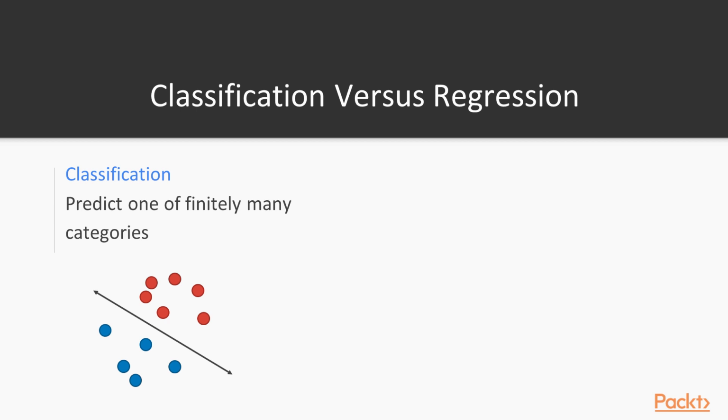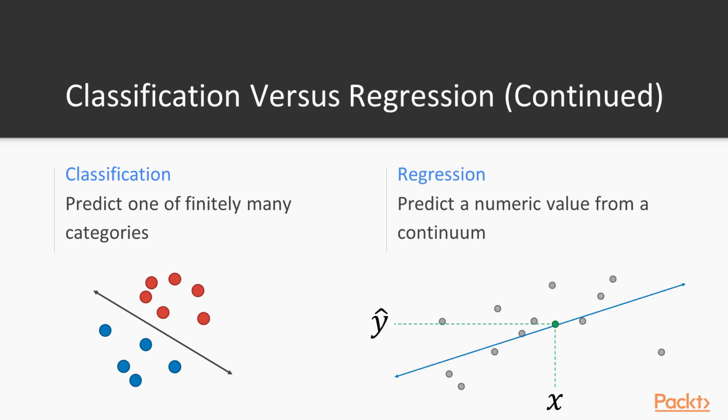Classification and regression both attempt prediction, but predict variables of different natures. Classification predicts whether a data point belongs to one of finitely many classes, such as whether a viewer clicks an ad on a web page or not. Regression, though, predicts a value from a continuum, such as how much a customer will spend on a website.